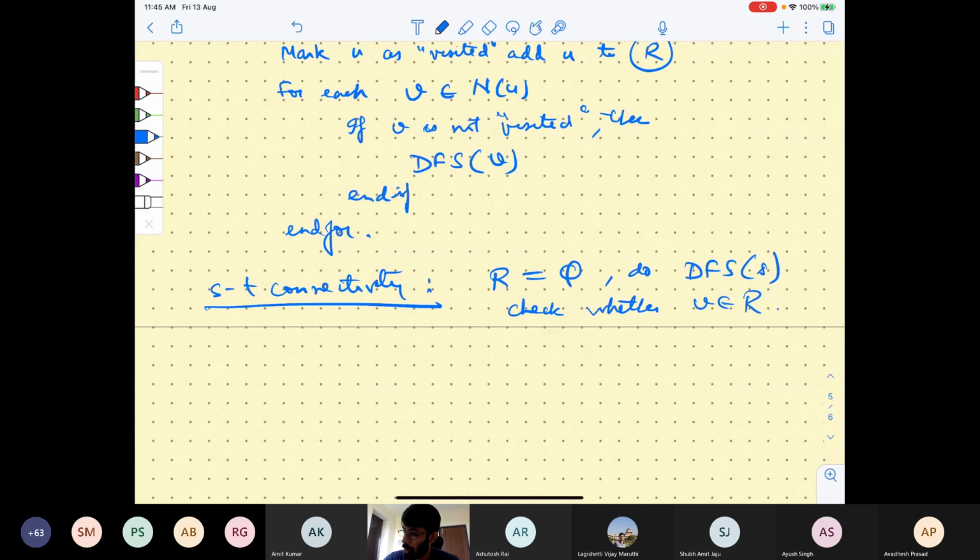Sorry, whether T belongs to R, because we are solving ST connectivity. So now you just have a set. Instead of going and seeing which vertices have been marked, you have a set where you can find it. It's just a cleaner way of looking at things.